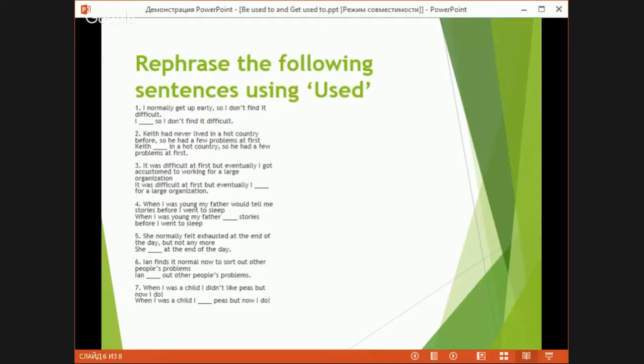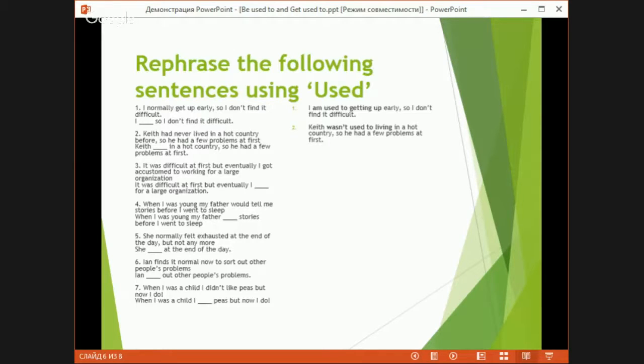We've got to move on because we don't have a lot of time and we still have three slides left. So let's look at the answers. I normally get up early, so I don't find it difficult. The answer is: I'm used to getting up early. It's okay for me.